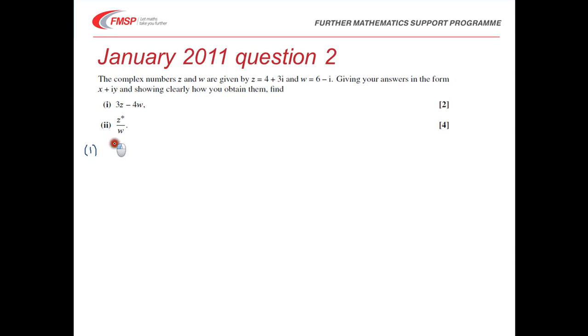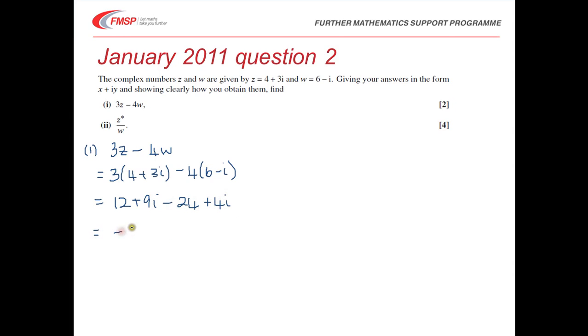So let's start by doing the first part, 3z minus 4w. It is literally just a matter of substituting in the values of z, 4 plus 3i, and the values of w, 6 minus i, multiplying out the brackets: 12 plus 9i minus 24 plus 4i, which is equal to minus 12 plus 13i. So 2 marks for the question: you get 1 mark for the real part and 1 mark for the imaginary part. And then we'll look at part two.